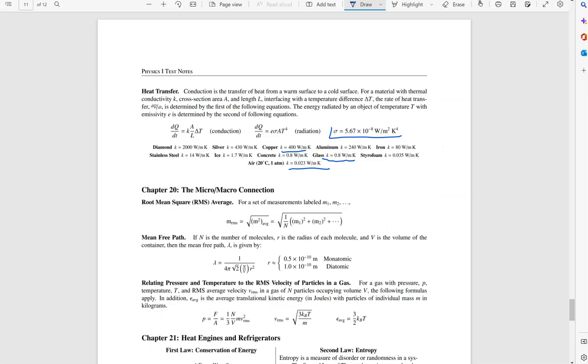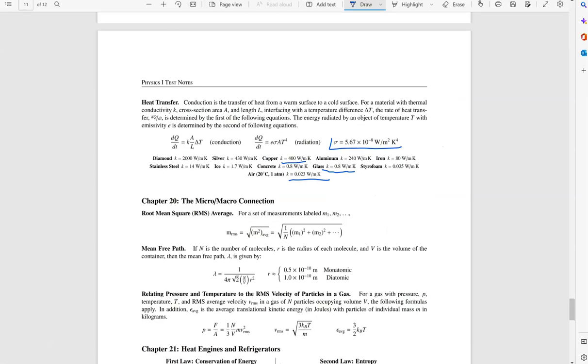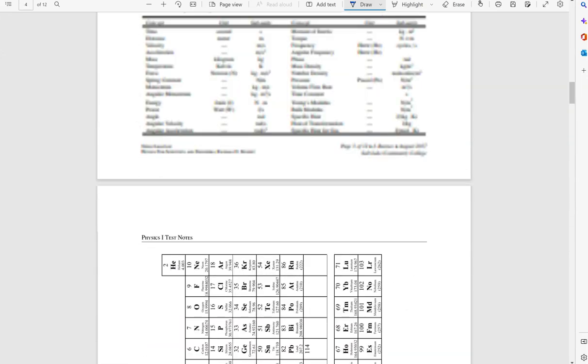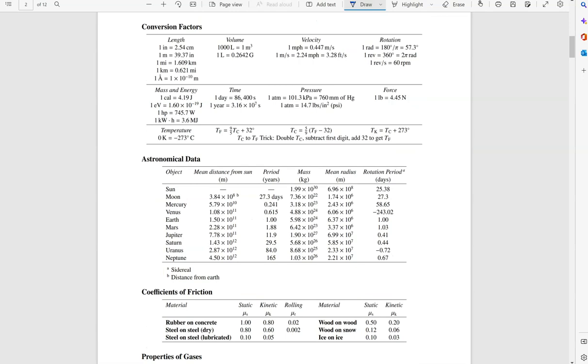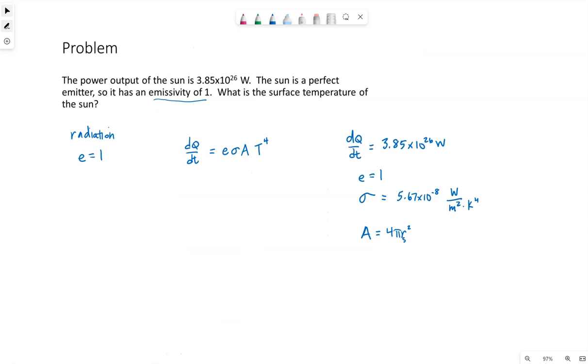Well, astronomical data, if we go earlier in the chapter, I might have passed it. There we go. The sun, just using this average radius value that we have in the test notes, 6.96 times 10 to the 8th meters. We can find the area.